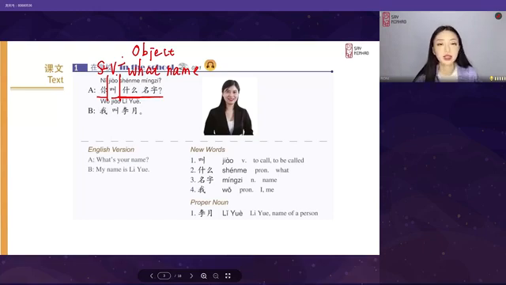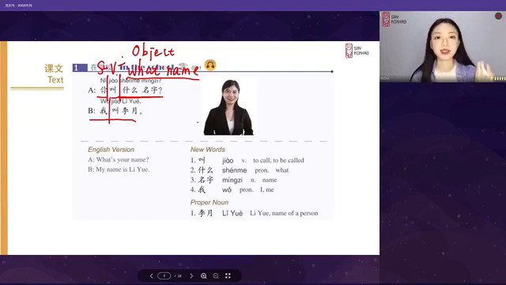So we can see the structure of this sentence is the subject plus a verb plus its object. Okay, so this is 你叫什么名字? What are you called? What name are you called? Which means, what's your name? And B answered, 我叫李月. 我 means me, I. 叫 is the verb, and 李月 is a name. 我叫李月. I am called 李月. My name is 李月.